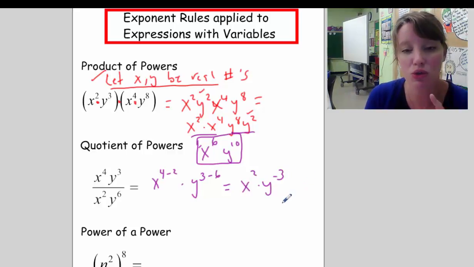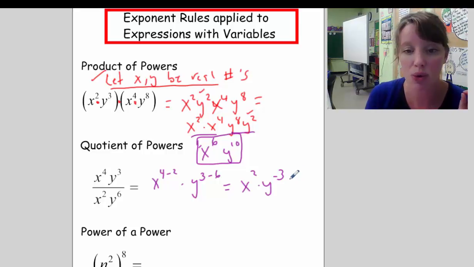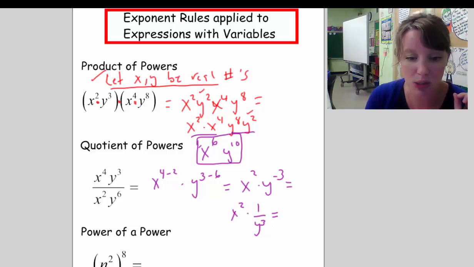Now, often we do not leave a negative in our answer. In fact, let's just say that that is always the rule. Do not leave a negative exponent in your answer. We're going to have to rewrite that as x squared times 1 over y cubed, which is, okay, let's put x over 1. We'd multiply this out like this. This ends up being x squared over y cubed.